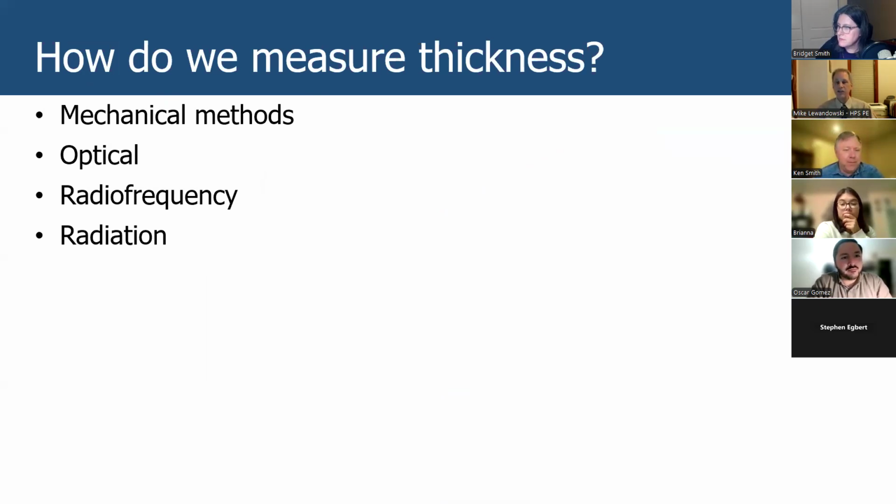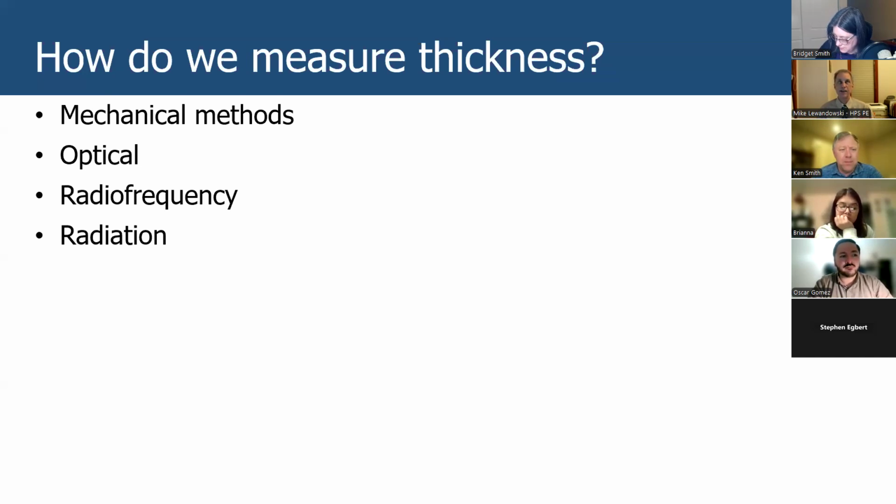If you got into college, you may have used some optical methods. Does anybody remember a physics experiment where you had to measure things like the wavelength of light and you used interference patterns to do those sorts of things? So there are optical measurements to do that. Radio frequency is also commonly used.